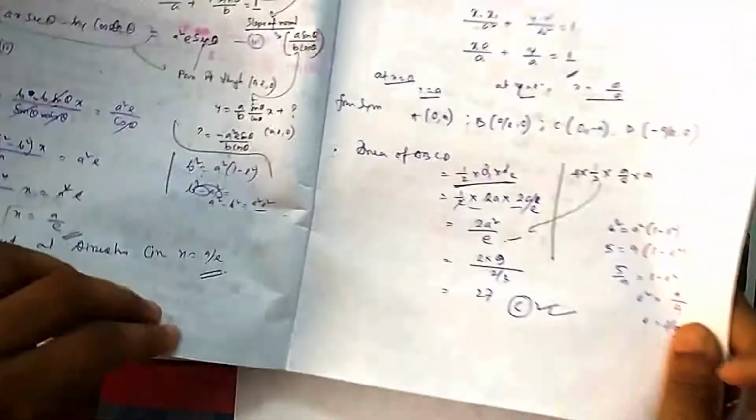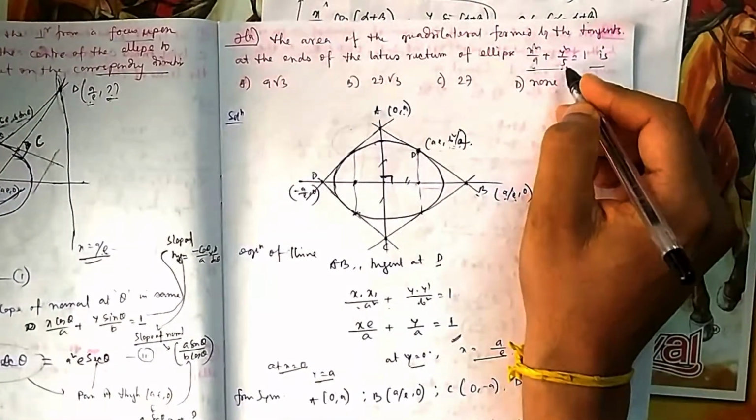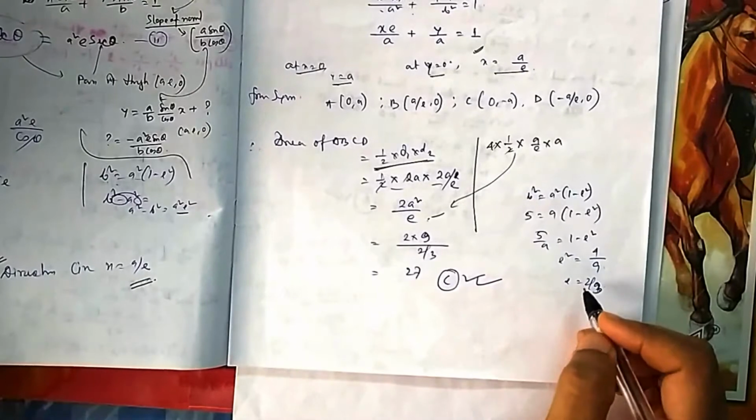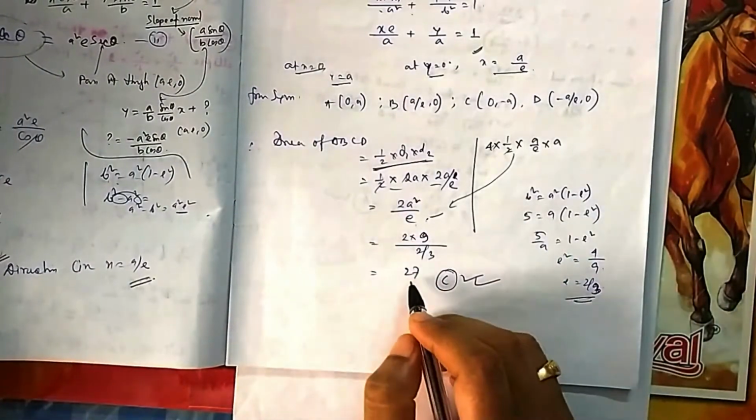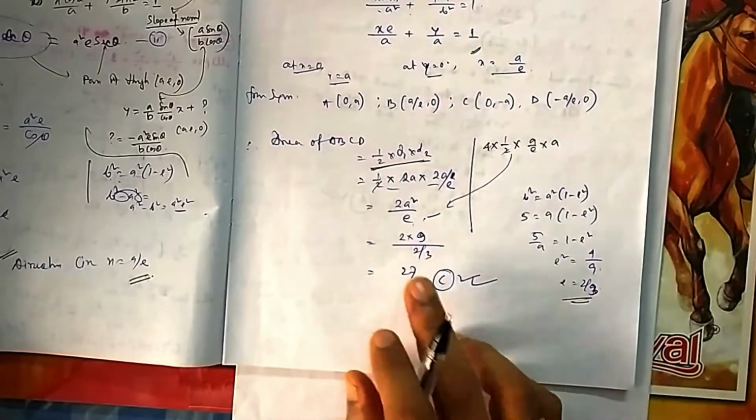They have given a and b in the expression. This is a square, 9. This is b square, which is 5. So you can put all these values. You can find e, you put it there. a will be equal to 3 because a square is 9. So you put all that in, then the answer is C.